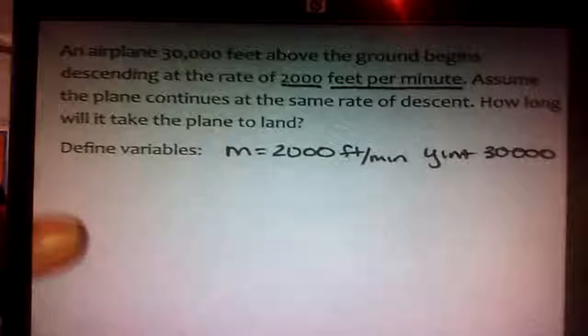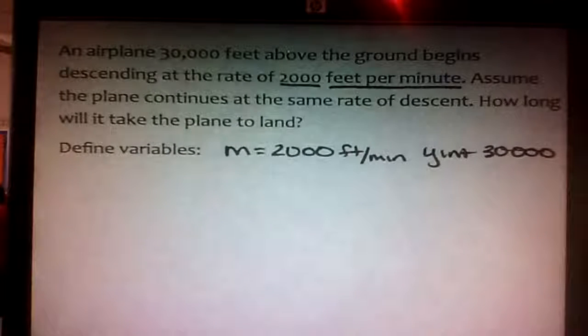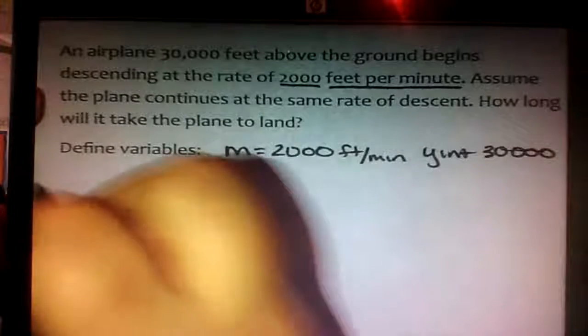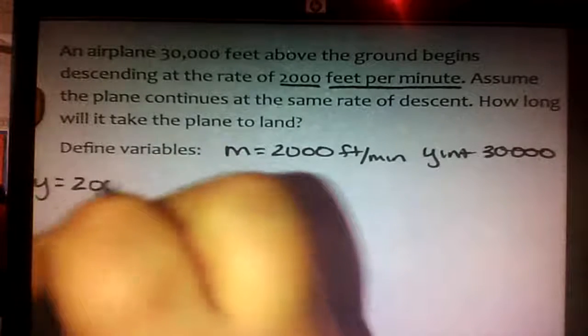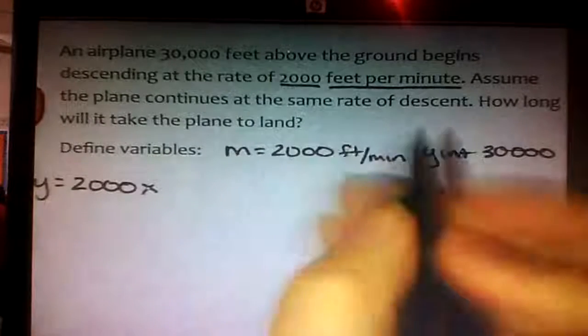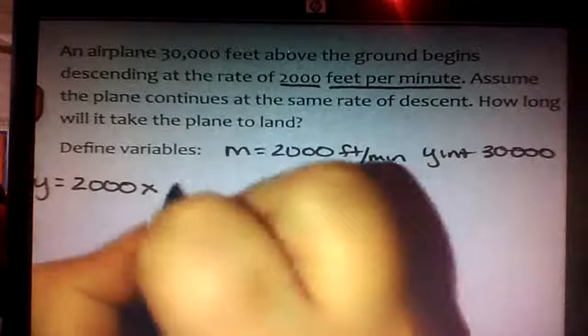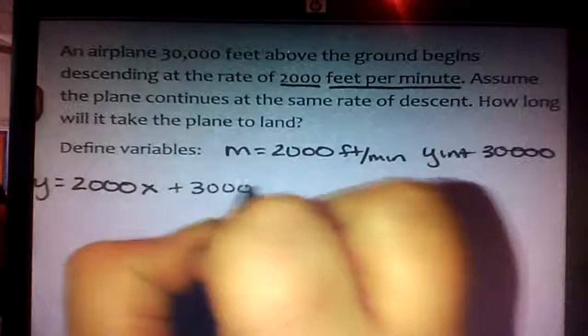Okay? So, again, look for those keywords in a word problem. Feet per minute, miles per hour. That's going to be your slope. So your equation is actually y equals 2,000x plus 30,000. What am I missing?